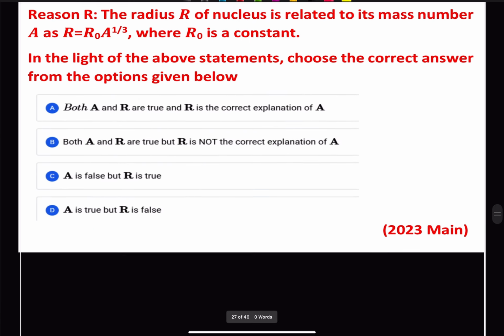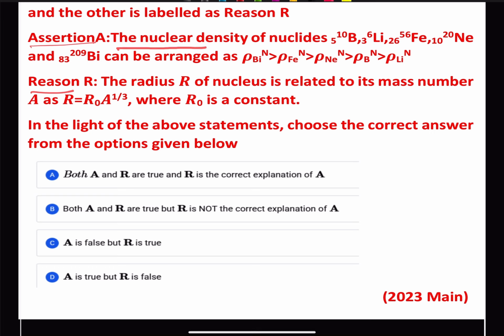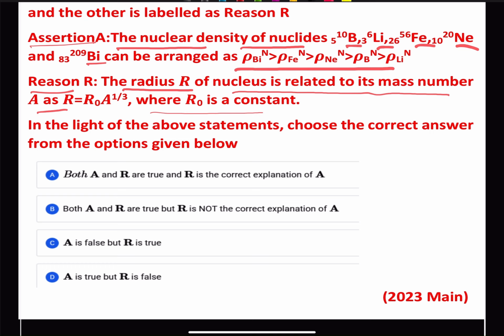Next question. This is basically an assertion and reasoning based question. So the assertion states that the nuclear density of nuclides can be arranged in this way, and the radius R of the nucleus is related to its mass number, where R0 is a constant. So we have to choose which of them is the correct answer.